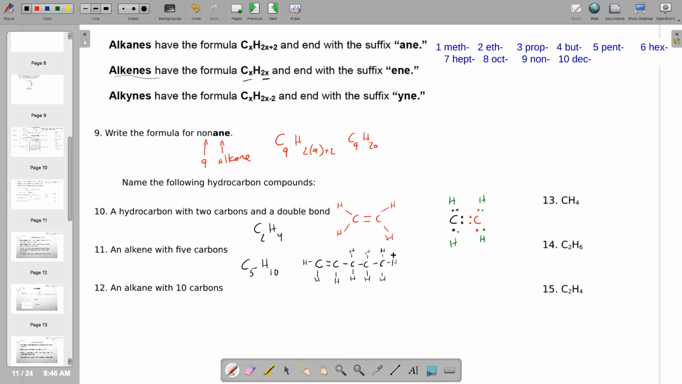Anyway, an alkane with 10 carbons is C10. Oops, I have to back that up. C10H22, because that is decane. So this one here is decane with 5 carbons. This was pentene, and a hydrocarbon with 2 carbons and a double bond. That's ethene.